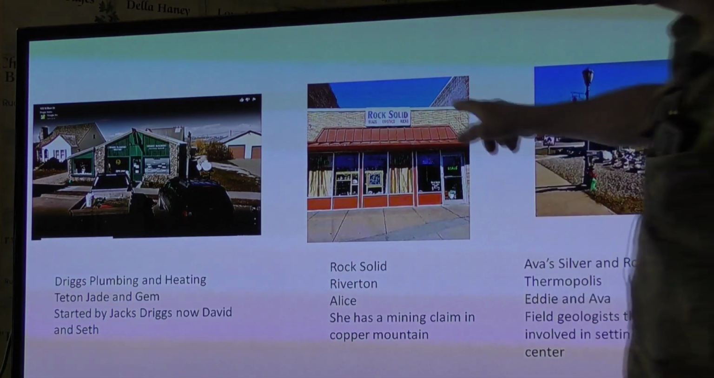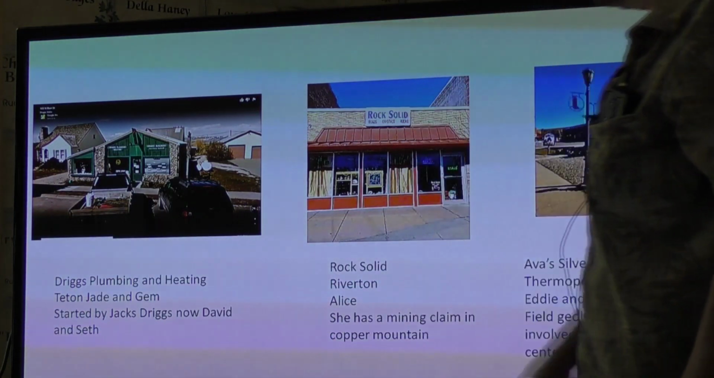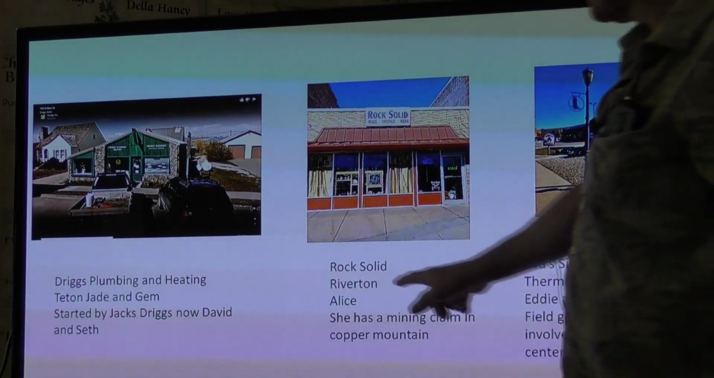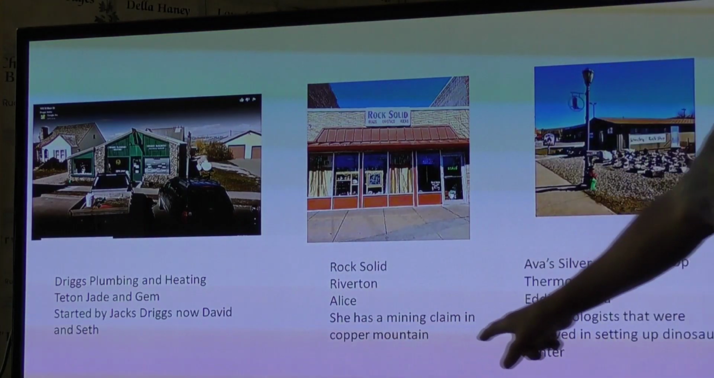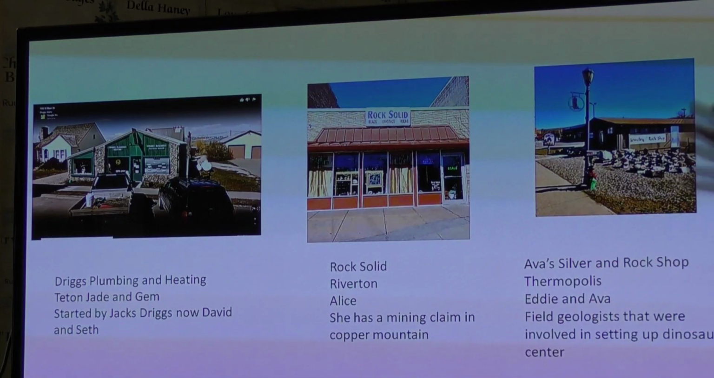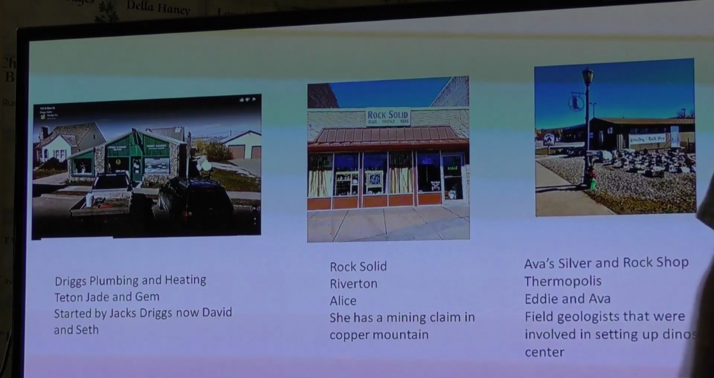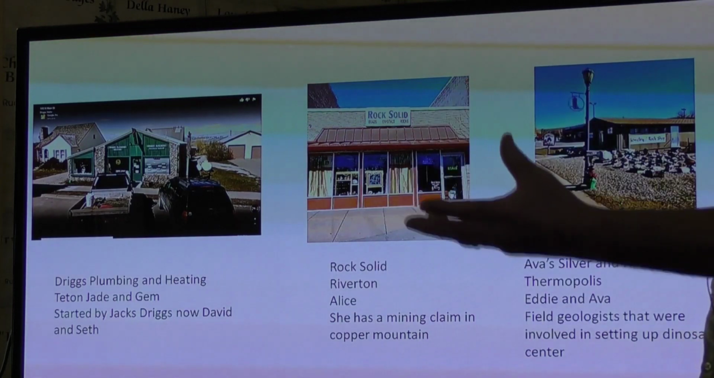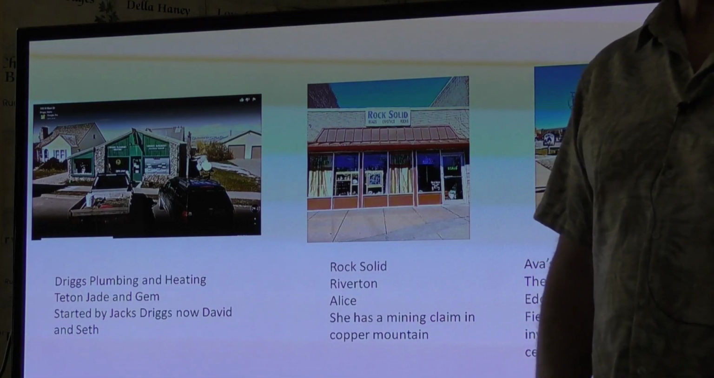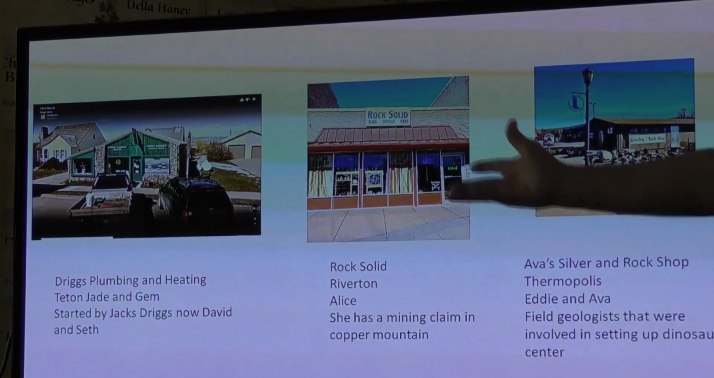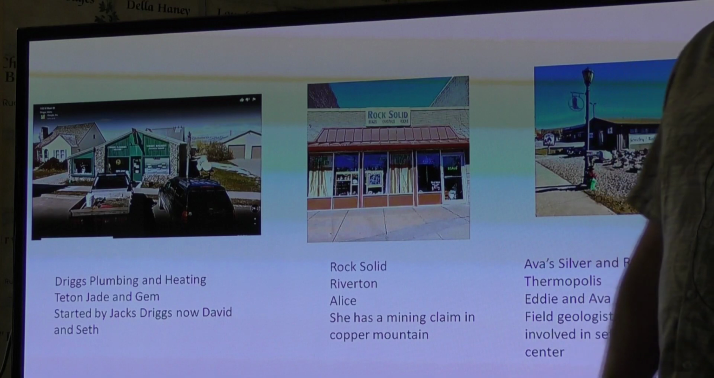Okay, this is Rock Solid in Riverton. Alice is the person I met there. She has a mining claim on Copper Mountain. She absolutely refuses to lead field trips or tell me anything, except this one's $30, this one's $10, you know. Can't you find her mining claim? Yeah, I could. And she was helping me.